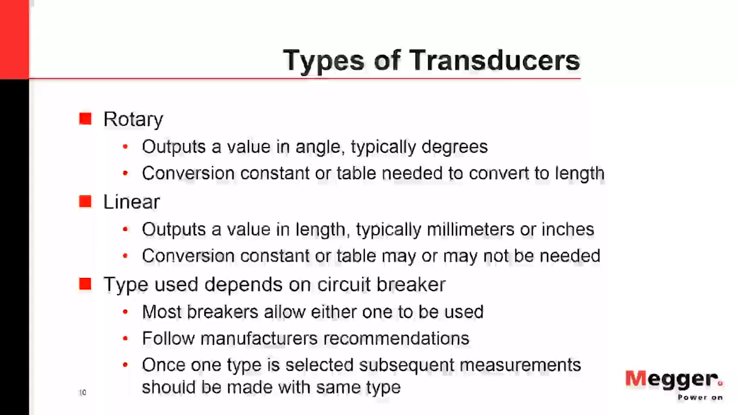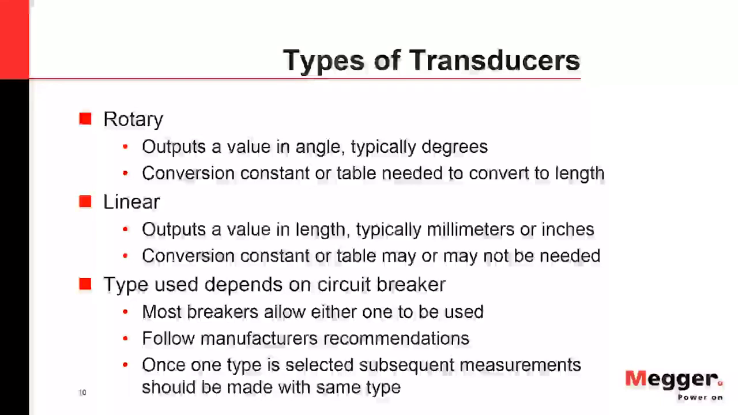The other one, and the one that we're a lot more familiar with in the U.S., because of dead tank breakers and your bulk oil circuit breakers, is linear transducers. This one measures in length and outputs a value in length, typically in millimeters or inches. Most modern SF6 breakers and vacuum breakers give it to you in millimeters, but your old bulk oil circuit breakers are mostly in inches. If you hook up direct connect, you don't need any kind of conversion constant, but sometimes you might need a conversion constant or table to convert over as well.